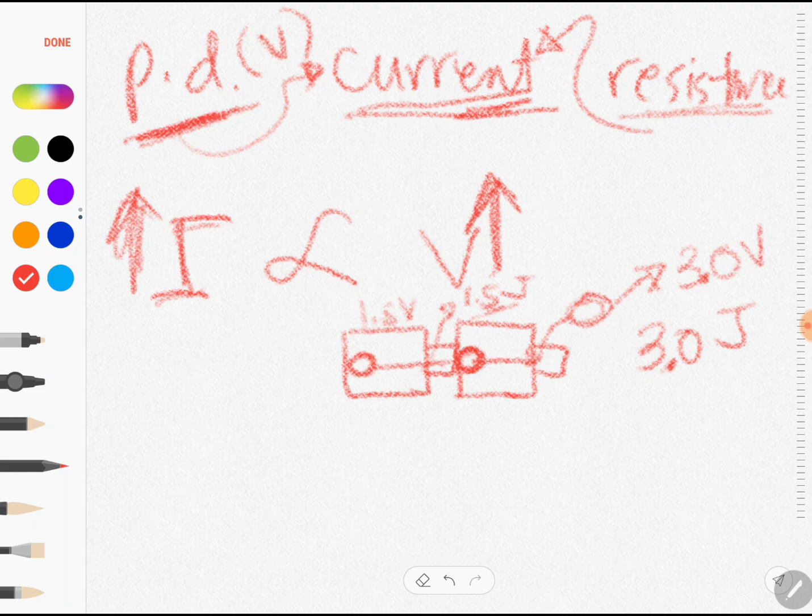What about current and resistance? How is current related to resistance? They are inversely proportional. It makes sense, right? Because the greater the resistance, the harder it is for the current to flow.